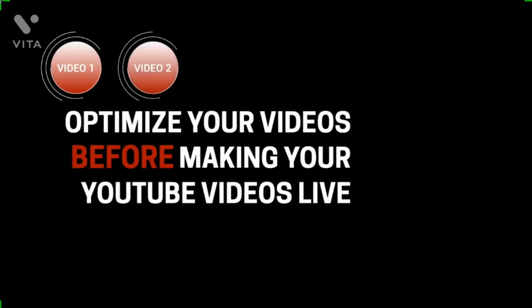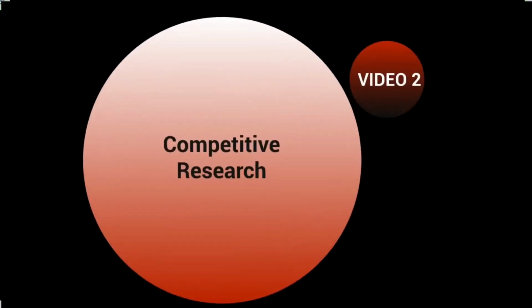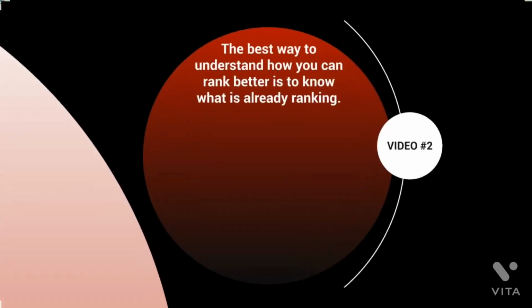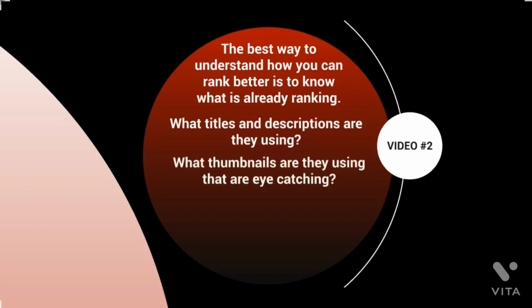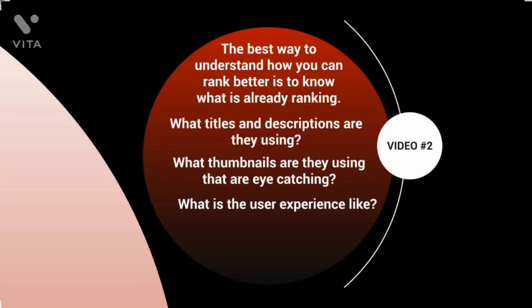Hello and welcome back. This is video number 2. So let's talk about competitive research. You see, the best way to understand how you can rank better is to know what is already ranking in your niche or your market. So what we want to do here is analyze the videos that are on the top. And I want you to specifically look at what titles and descriptions they are using, what thumbnails they are using that are eye-catching, and what the user experience is like when you click through those videos. So let's go ahead and do some competitive research.